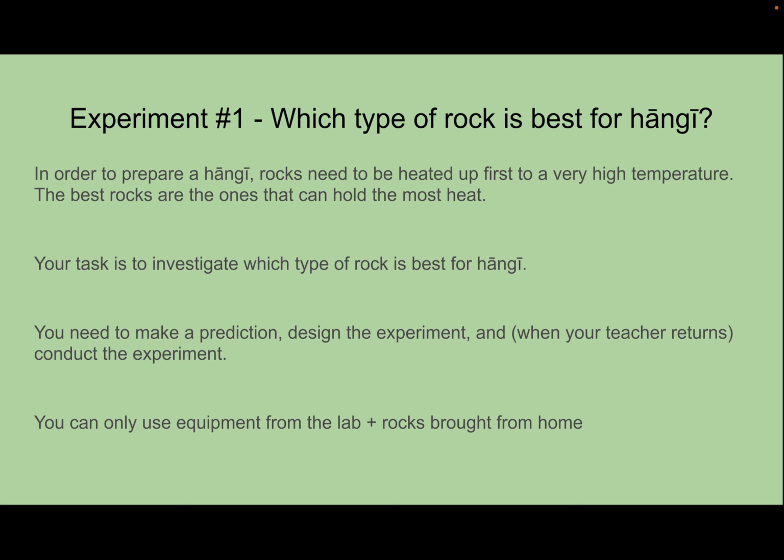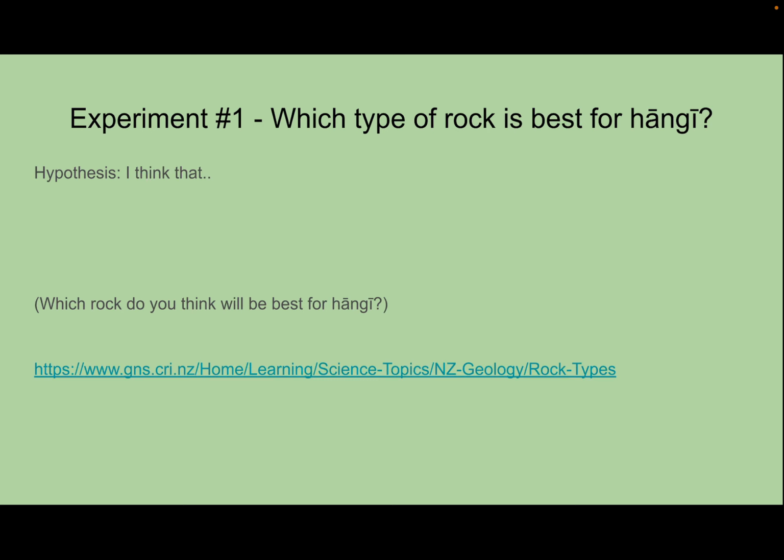So think about how to best simulate a hāngī and how to best simulate heating up the rocks and how to measure how much heat is released when the rocks are heated. So once you've done that, think about your hypothesis. What do you think is going to happen? And the basic answer that I want you to get at is tell me which type of rock you think is going to be the best.